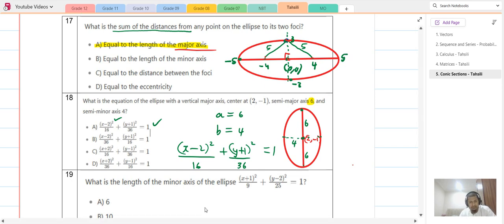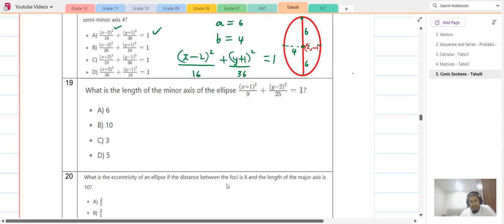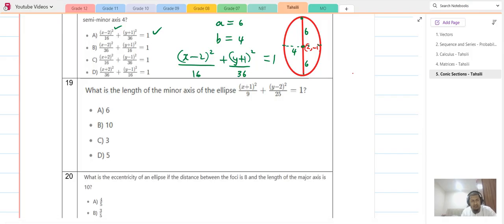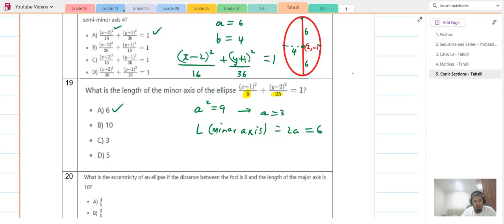Next question. What is the length of the minor axis of the ellipse? The length of the minor axis of the ellipse is, where's the minor axis? That's the major axis, because 25 is bigger. The minor axis is here. So we know a squared is equal to 9, so a is equal to 3. Square root of 9 is 3. So the length of the minor axis is equal to 2a, and 2 times 3 is 6. I hope you guys understood that.